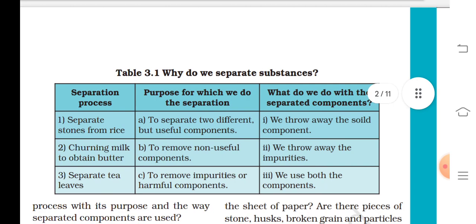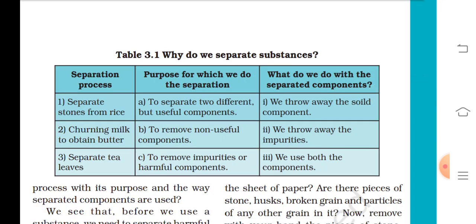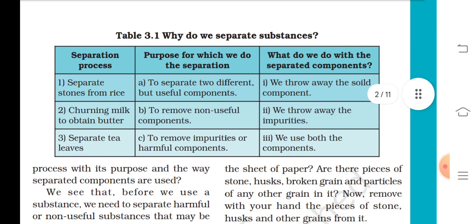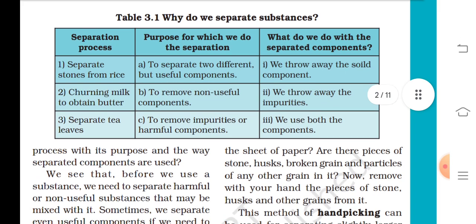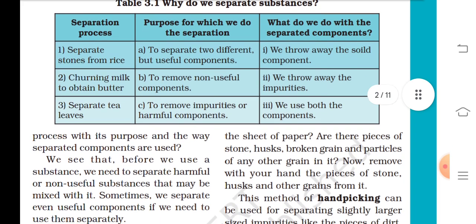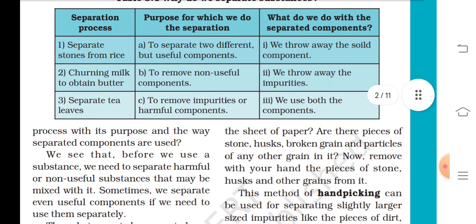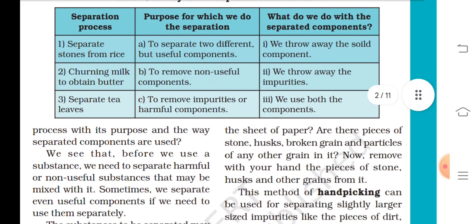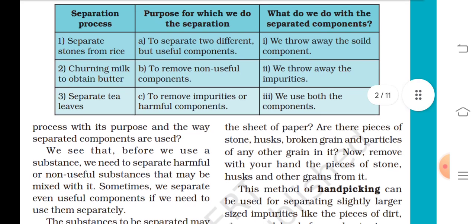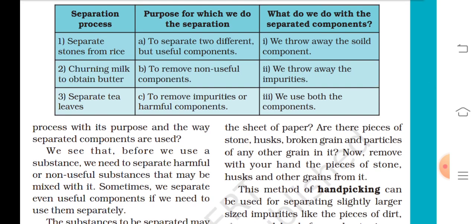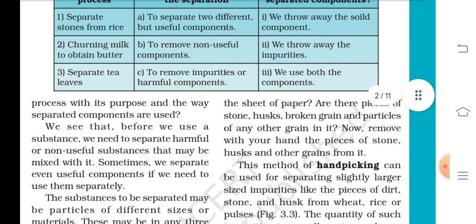Separation process: separating stones from rice. Purpose for which we do separation: to separate two different but useful components. What do we do with the separated components? We throw away the solid component. Churning milk to obtain butter: to remove non-useful components. We throw away the impurities. Separating tea leaves: to remove impurities or harmful components.